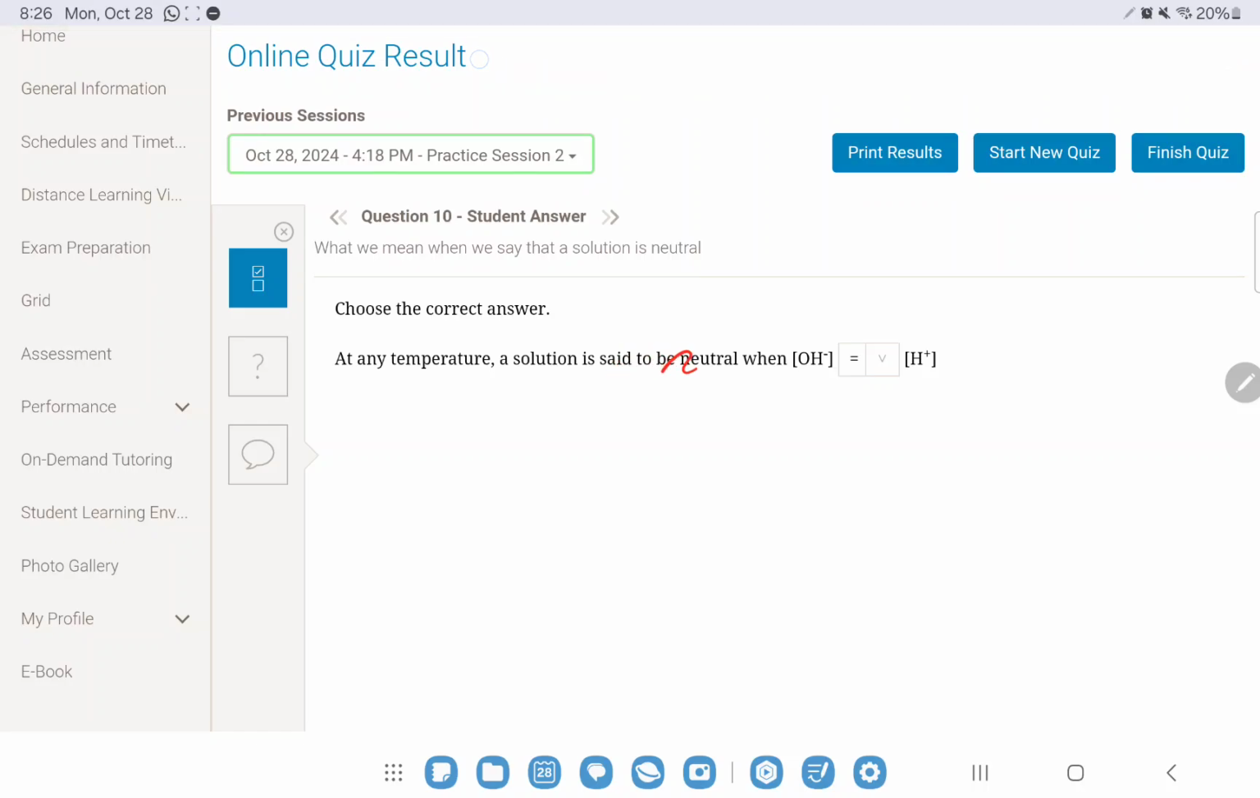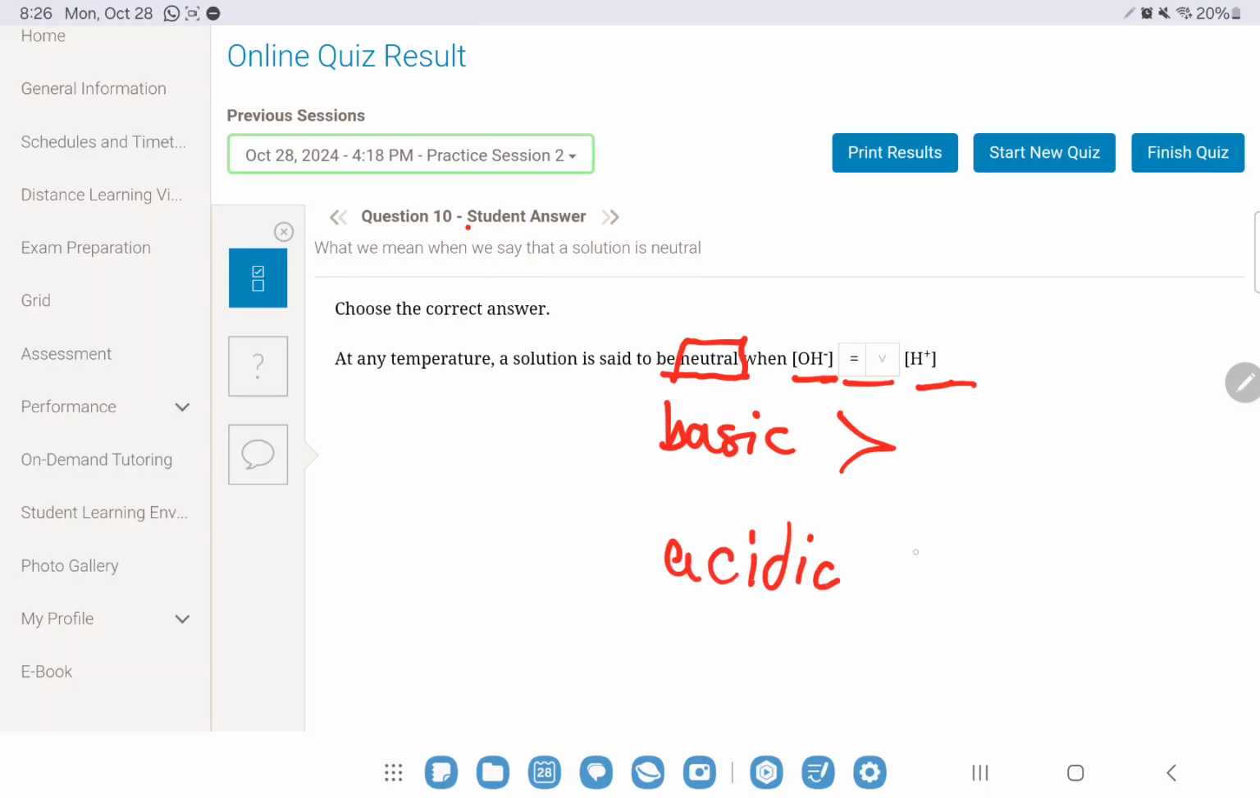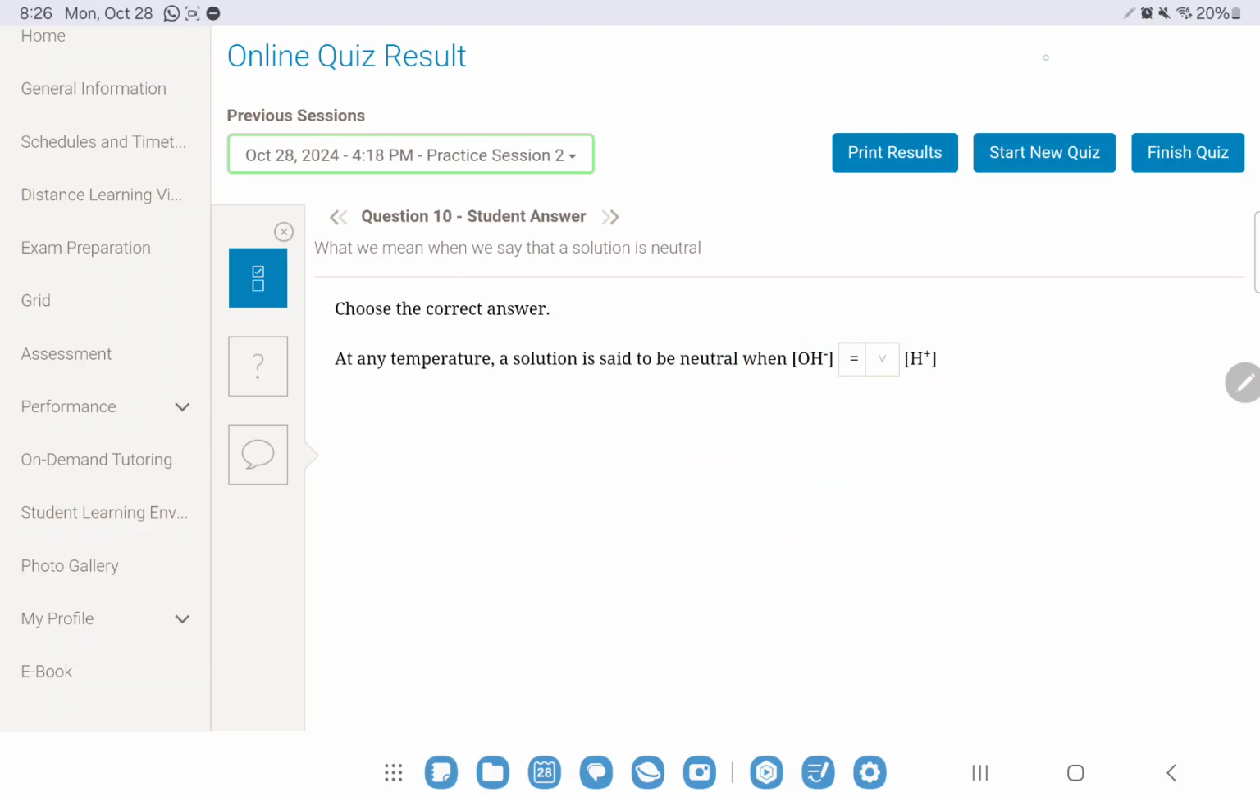At any temperature, when it is neutral, the concentration of OH must equal the concentration of H. When you see the word neutral, it means equal. If you see the word basic, it's like this, acidic, like this. But it depends on which side is OH and which side is H.